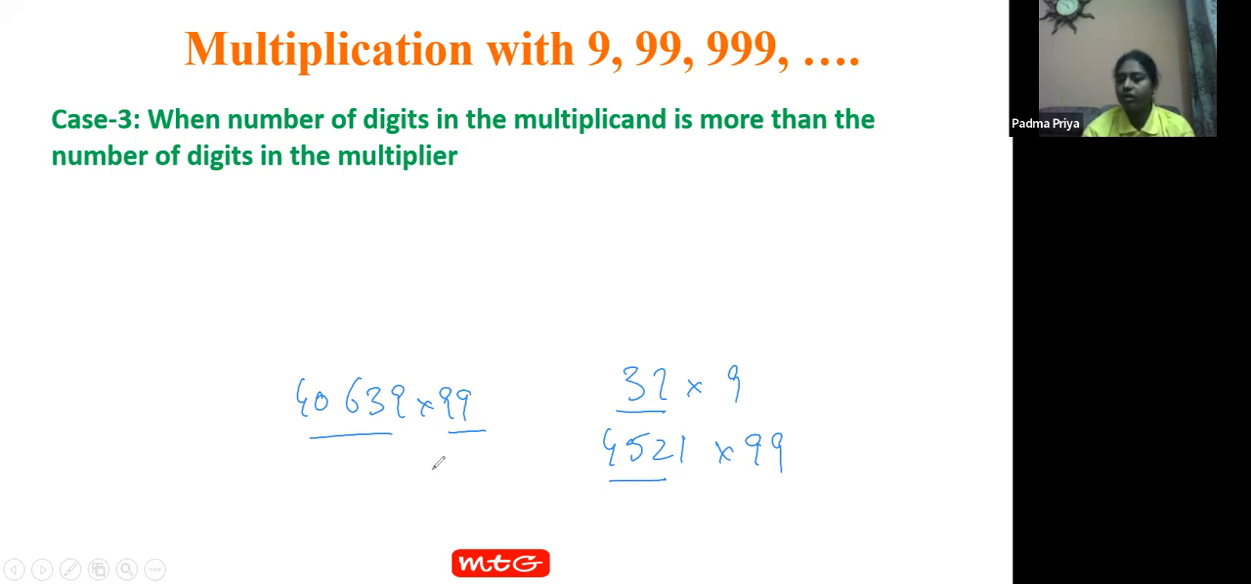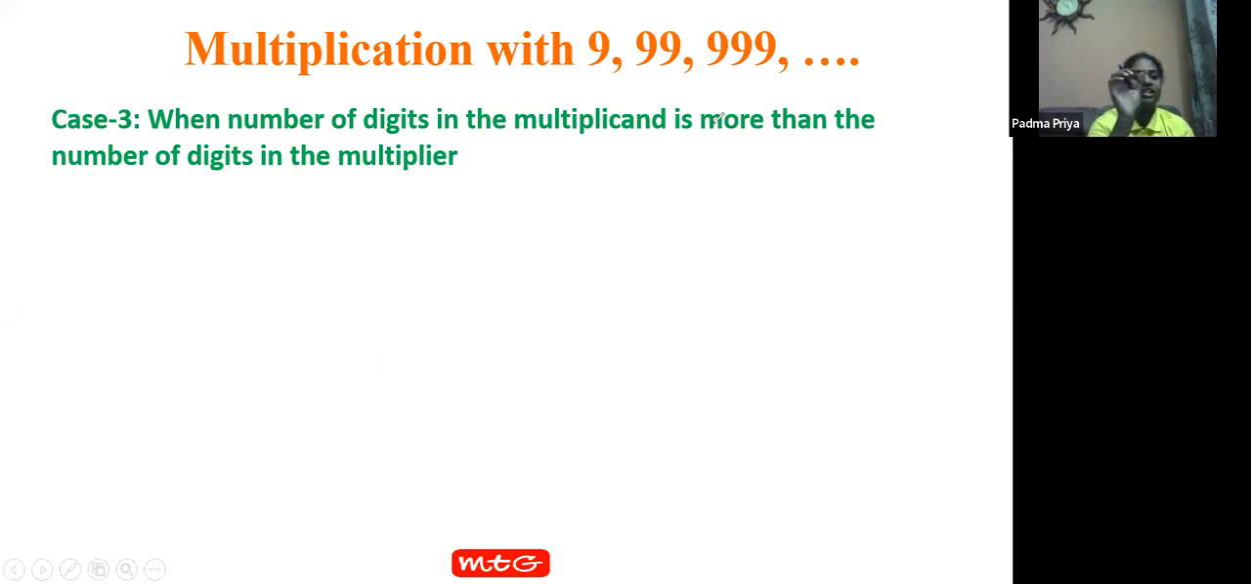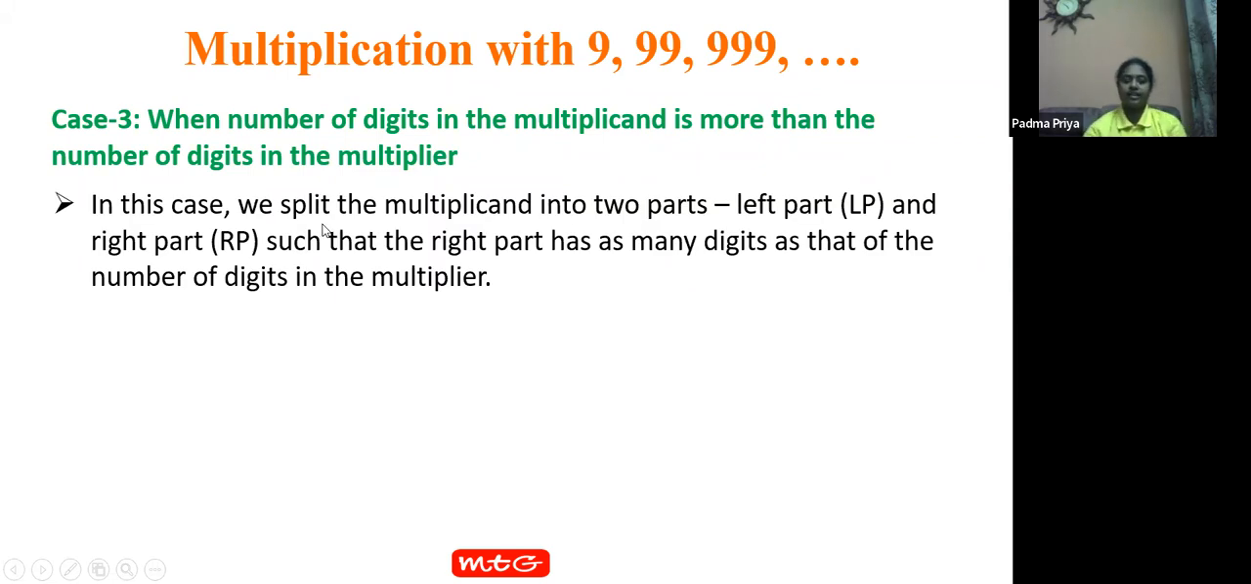So this is how you get the questions in this case, where the multiplicand is having more digits, whereas the multiplier has fewer digits. Okay, now let's see. There is a small change in the formula or the rule that we are using. What is the small change? The rule gets changed like this.